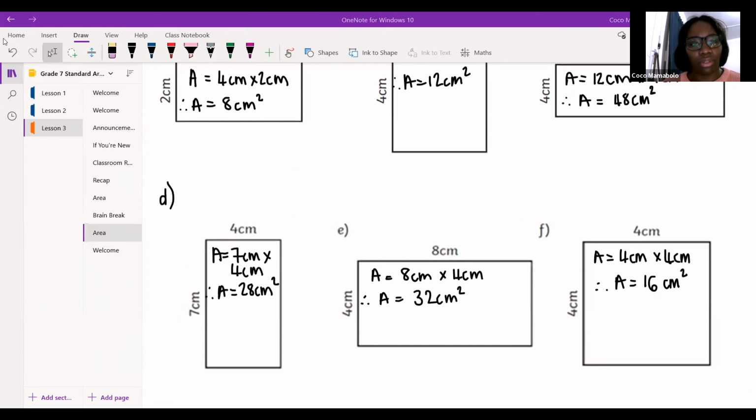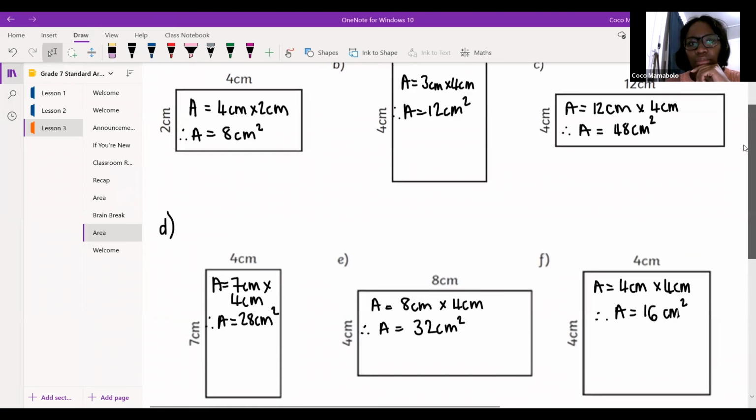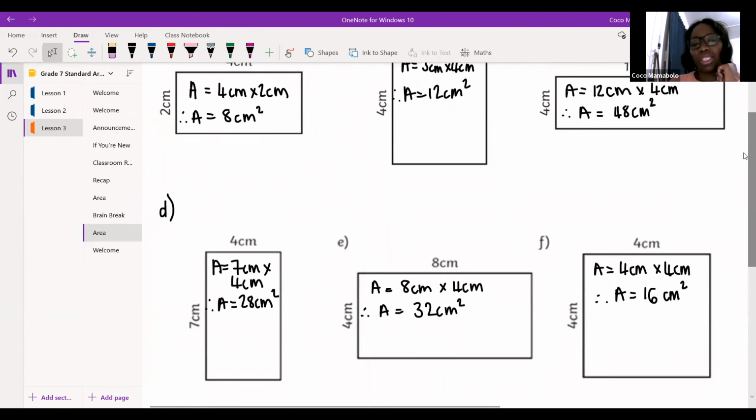Sorry, I got the answers correct, but I missed the numbers. For instance, in number 1, in A, I said A is equal to 2 centimeters times 4 centimeters. It won't make a difference. Okay, let me show you why.